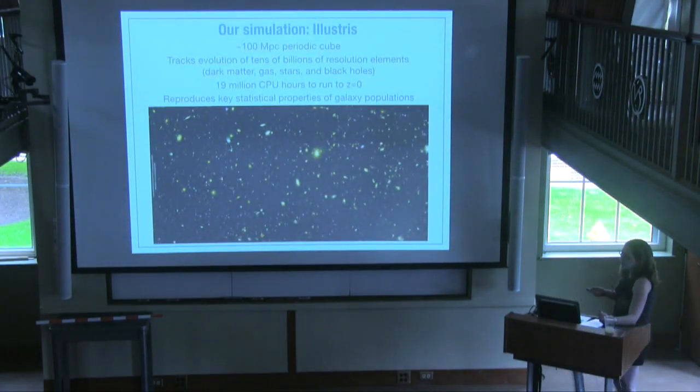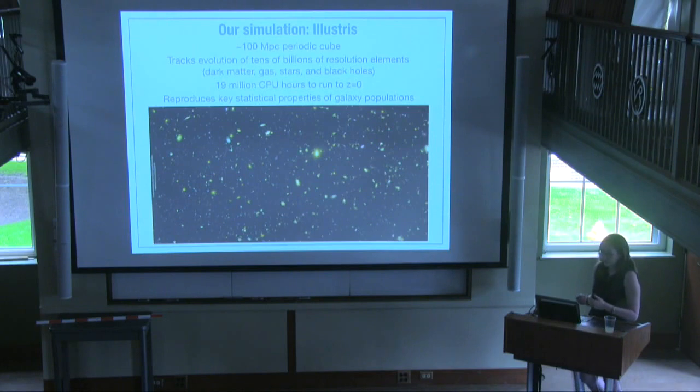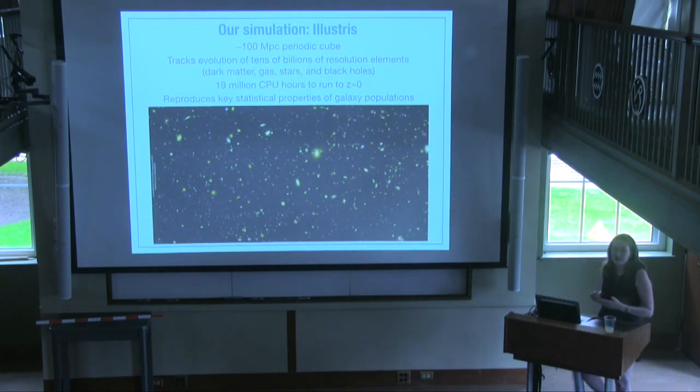So our simulation is called Illustris, and it's a periodic cube of about 100 megaparsecs on a side. And within this volume, there are tens of billions of resolution elements, which includes everything from dark matter particles to gas cells to star particles to black hole particles, which are evolved using all the physics that I talked about earlier. In total, the simulation took 19 million CPU hours to run from very high redshift down to the present day. And because the simulation has such high volume and such large numbers of galaxies, it can actually reproduce some very important statistical properties of galaxy populations.